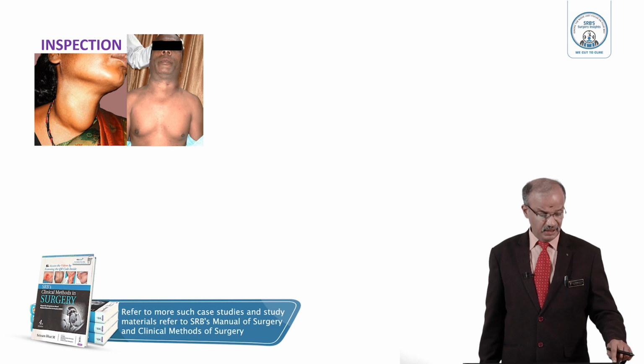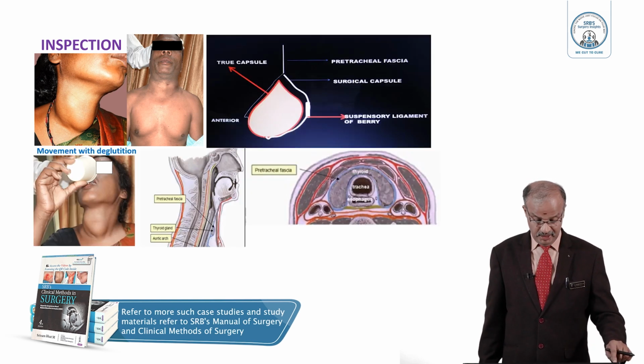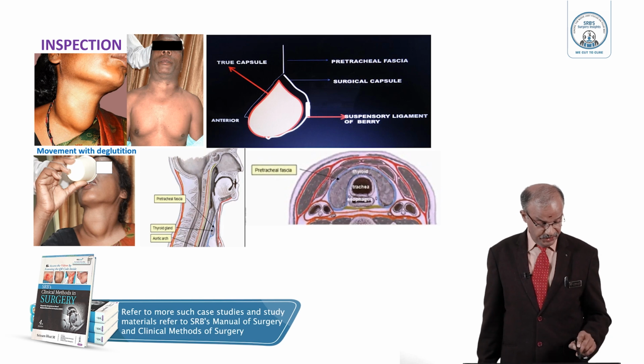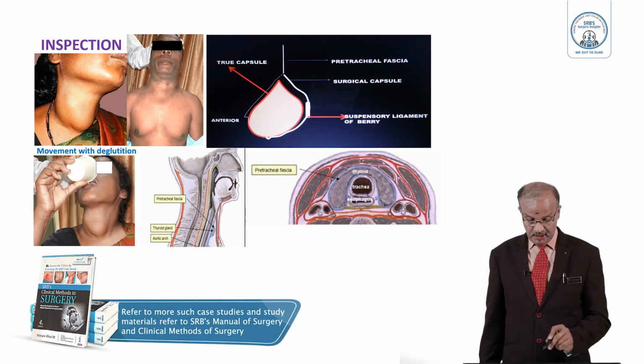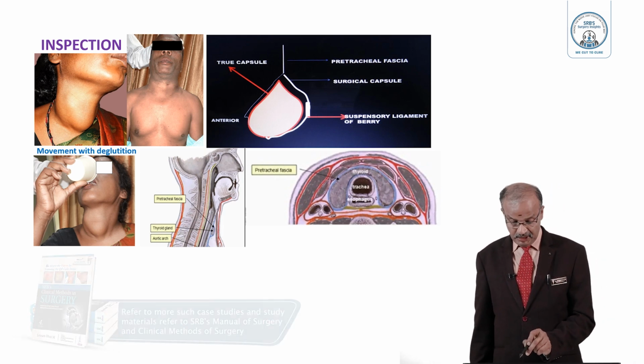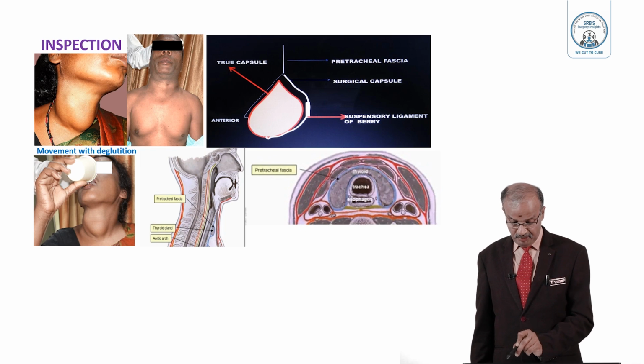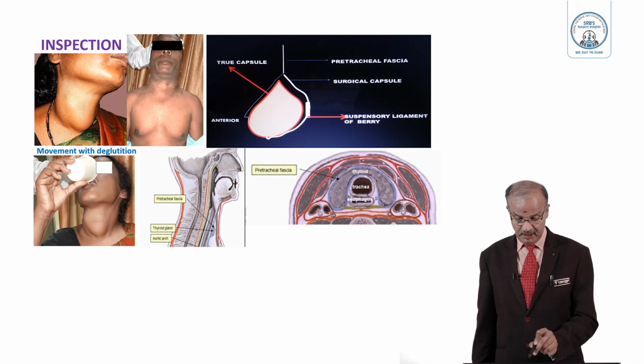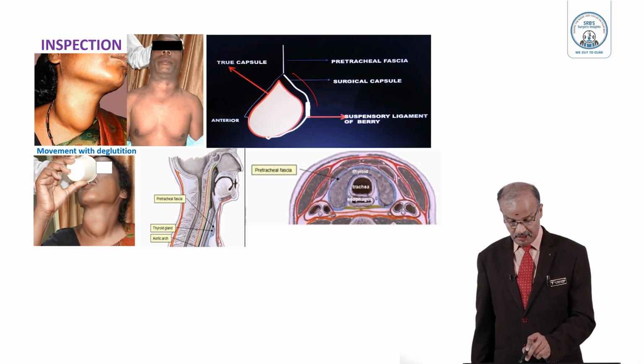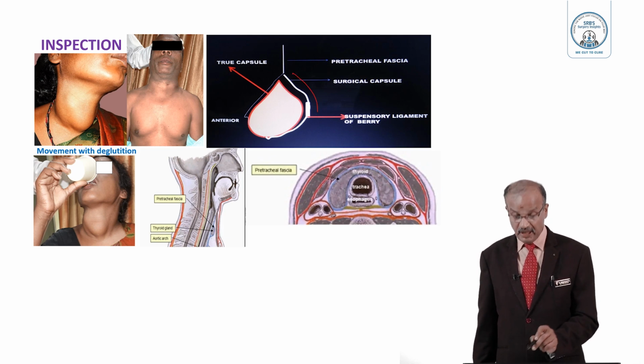So I just go through these things: inspection of the neck, you have to inspect all round, that's important. See the movement in deglutition; give a cup of water. Posteriorly, the pretracheal fascia is condensed and tough. Surgical capsule, true capsule; you have written pretracheal fascia here. This is the suspensory ligament of Berry. Tough it is.